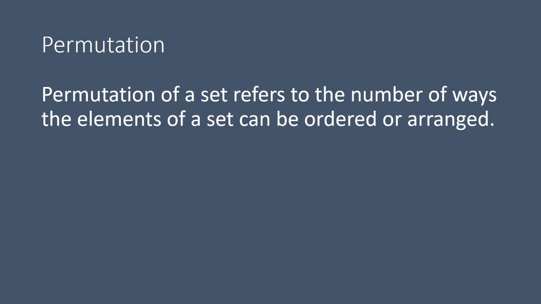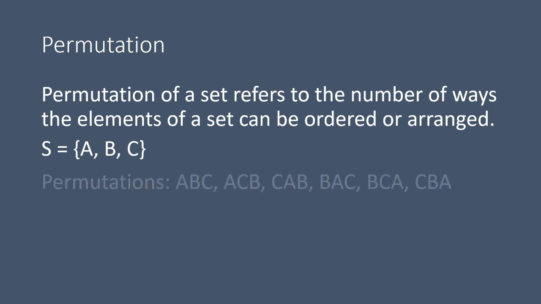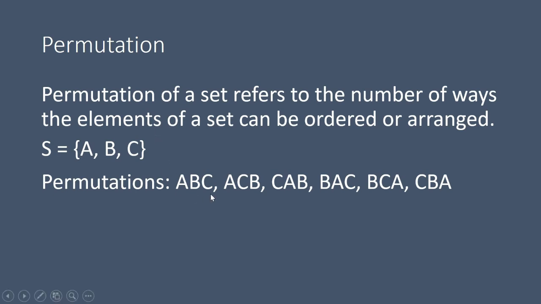The permutation of a set refers to the number of ways the elements of a set can be ordered or arranged. So let's say, for example, this is your set. You have 3 elements. Let us list down all possible ordered arrangements of the elements of the set. We can write it as ABC, ACB, CAB, BAC, BCA, or CBA. All in all, you have 1, 2, 3, 4, 5, and 6.